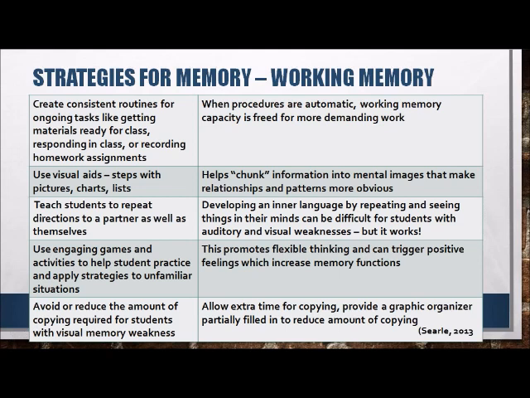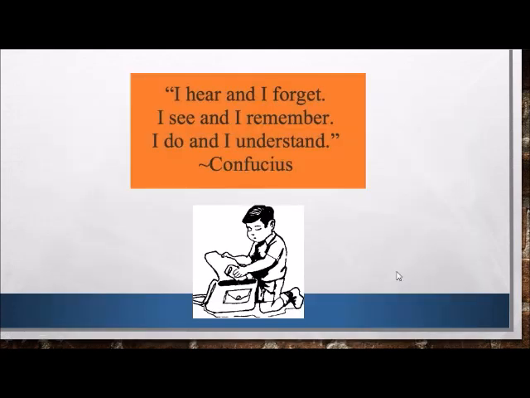Then using visual aids, just like we talked about, teaching students to repeat directions, use engaging games and activities, and avoiding or reducing the amount of copying if the kids have trouble with that or have a visual memory weakness. And I just have a few examples here. And this is, of course, the see and do thought here.